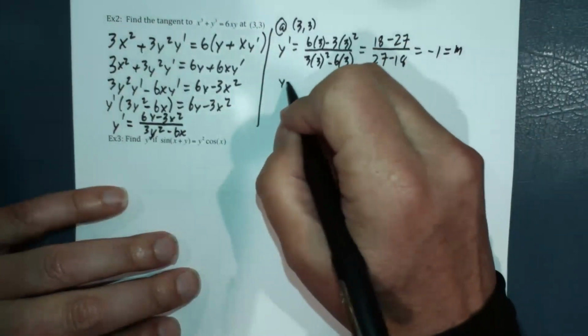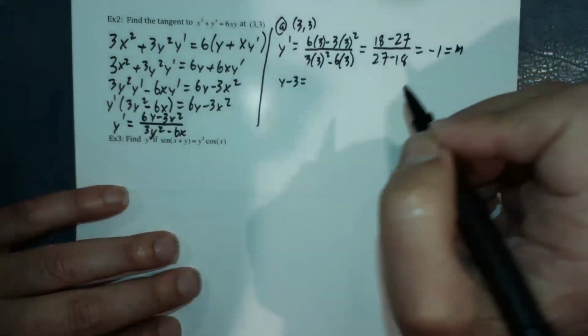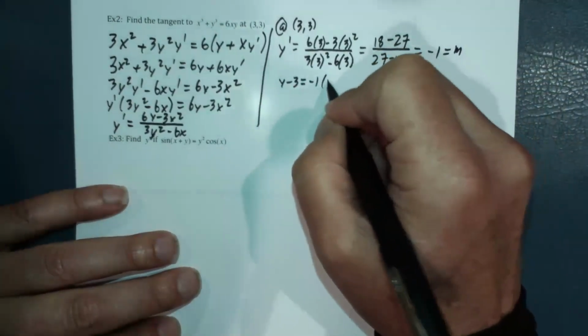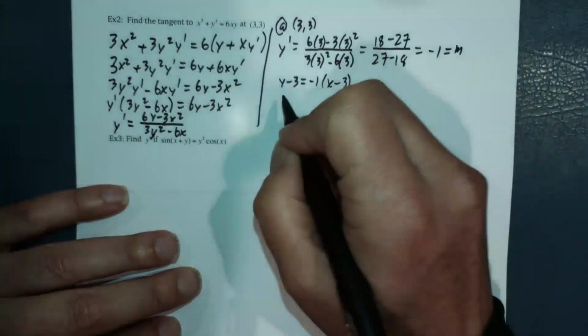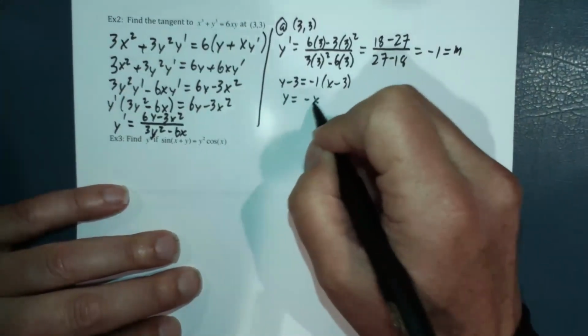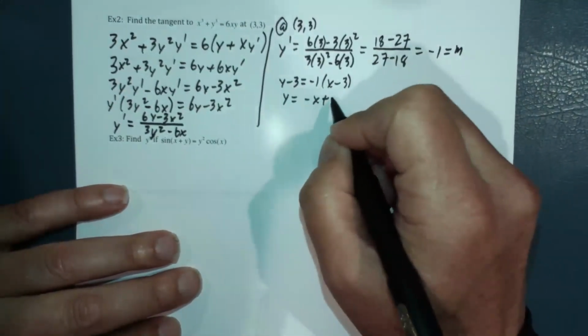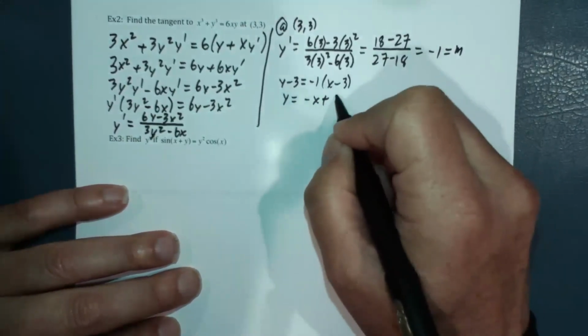So y minus 3 equals -1 times x minus 3. y equals -x plus 3 plus 3 is 6. There we are.